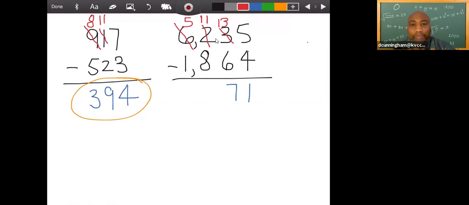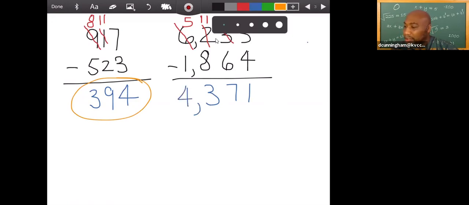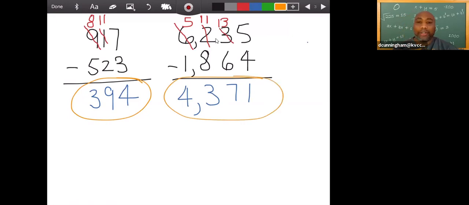We still had that 1 from the beginning, but we put that other 1 next to it. So now we have 11, which is bigger than 8. 11 minus 8. In our case, it's going to be 3. And now we look at the 5, and then 5 minus 1 is 4. And then this would be our answer. This is the difference, 4,371.